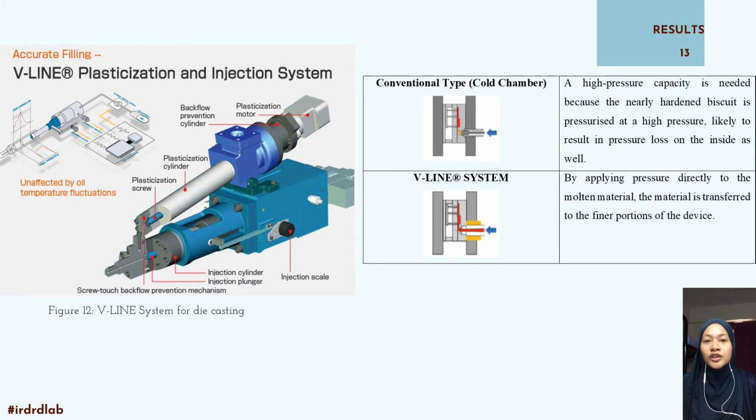In the conventional cold chamber type, a high pressure capacity is needed because the nearly hardened biscuit is pressurized at a very high pressure, likely to result in pressure loss on the inside of the wheel. The V-line system applies pressure directly to the molten material. The material is transferred to the finer portions of the device.